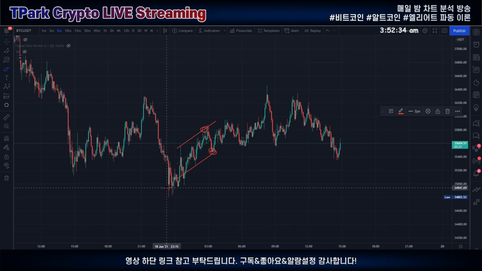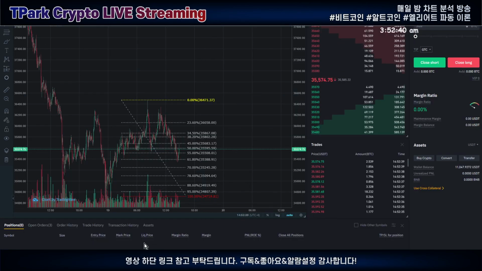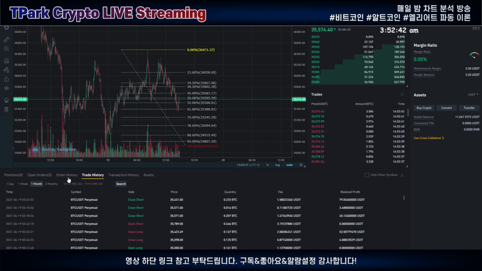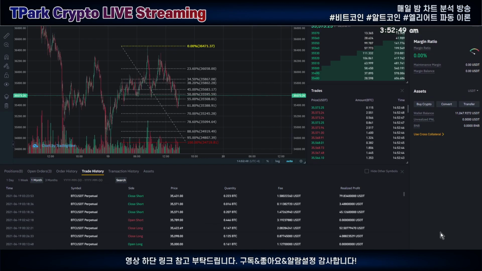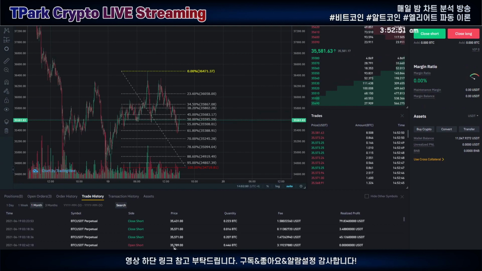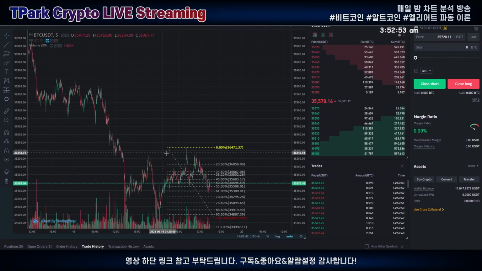Pretty sure I took a long position here and then did a very short one. Let me check. If I go to the order history, trade history, open short was, where was it? 35790. So 35.